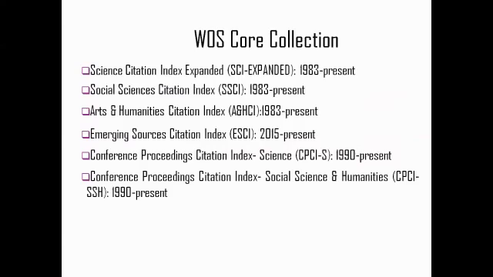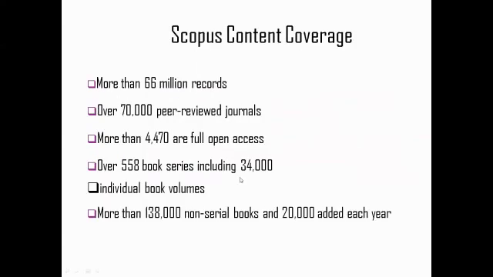Web of Science has the core collection, which I have explained: Science Citation Index, Social Science Citation Index, Arts and Humanities Citation Index, Emerging Sources Citation Index, and Conference Proceedings Citation Index. These are all the core collection of Web of Science, and Scopus coverage is about like this.